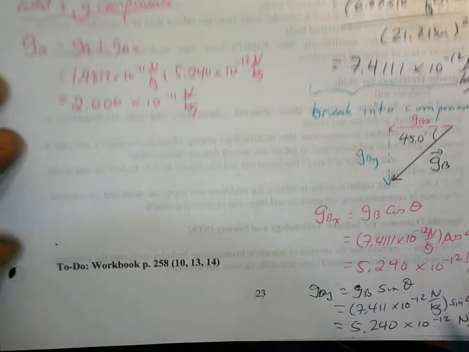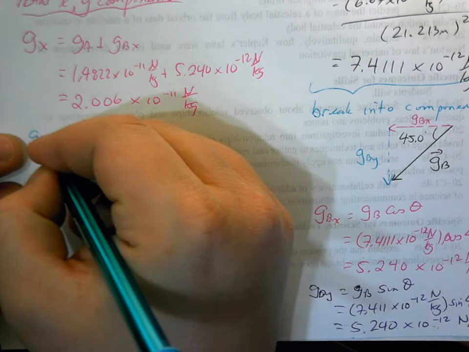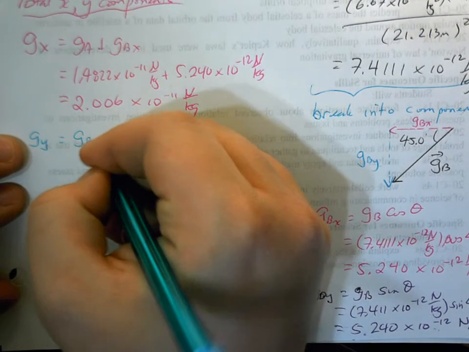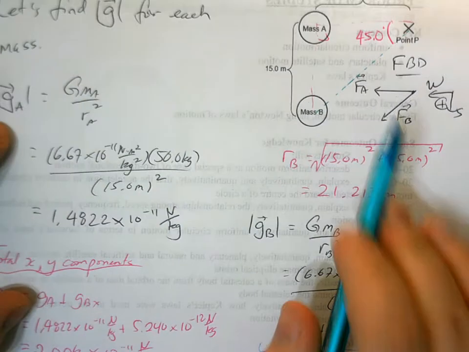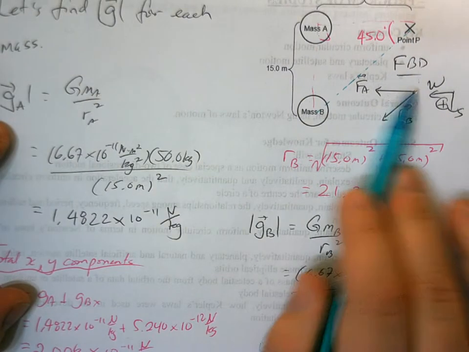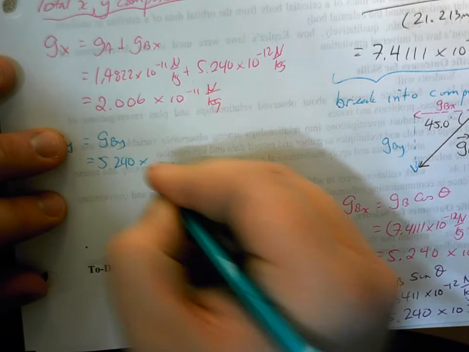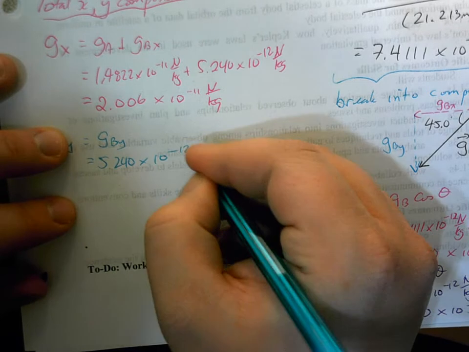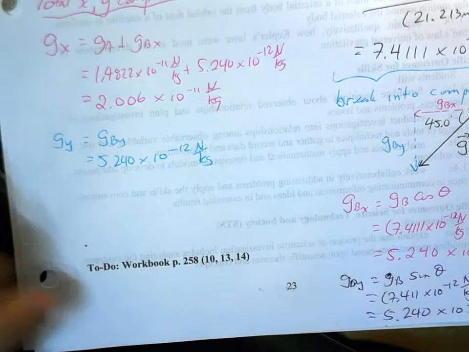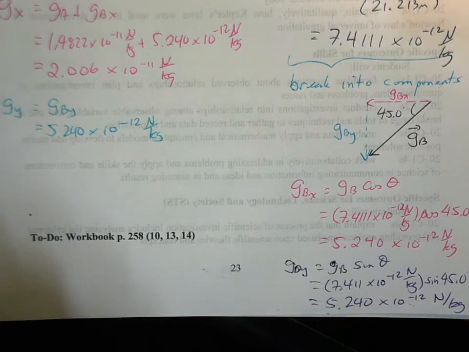And then my y component is just going to be the y component of GB, because we don't have any y component from the A mass here. It's only in the x direction. So my y component of this is going to be this 5.240 times 10 to the minus 12 newtons per kilogram. So at this point, I have everything that I need.